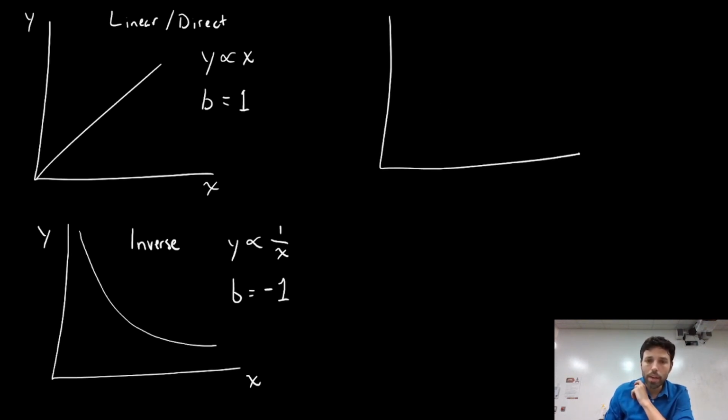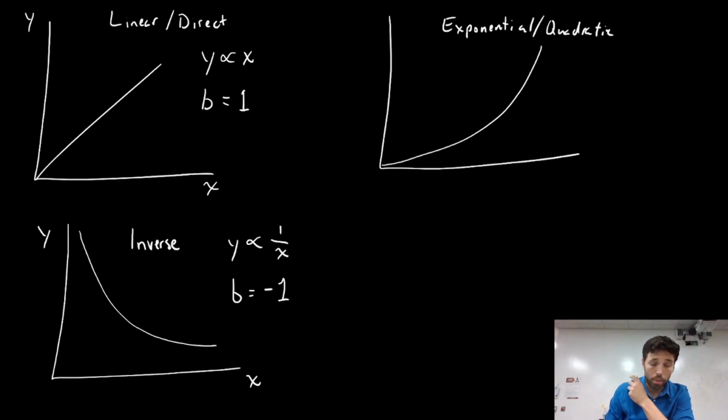We can also have graphs that look like this, they curve up. This is going to be exponential, or sometimes called quadratic, or sometimes just called a squared relationship. This is y proportional to x squared.